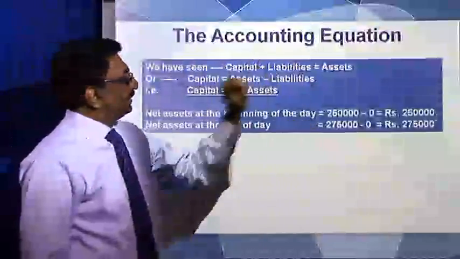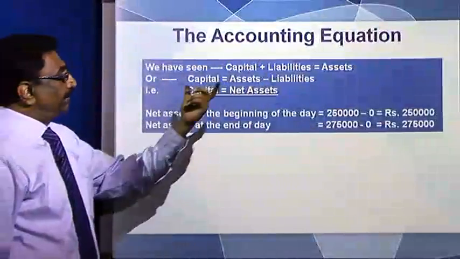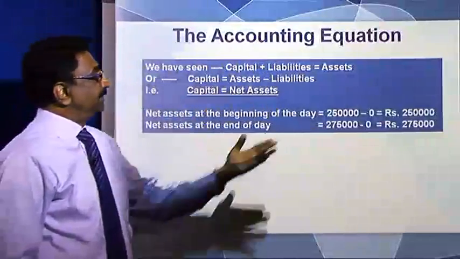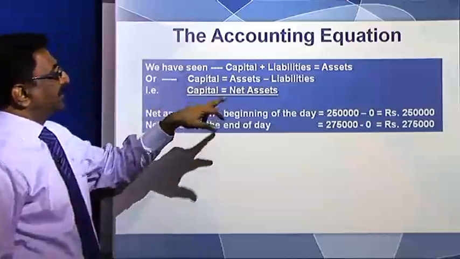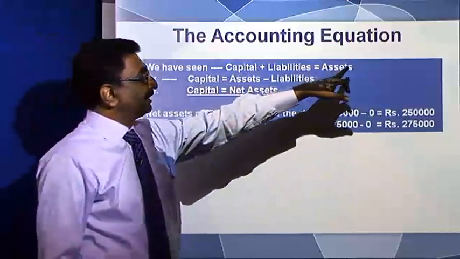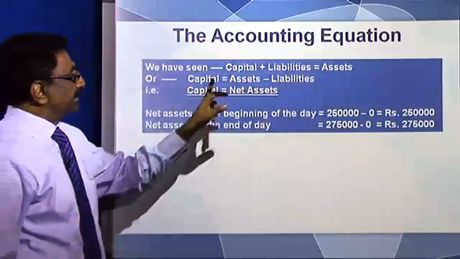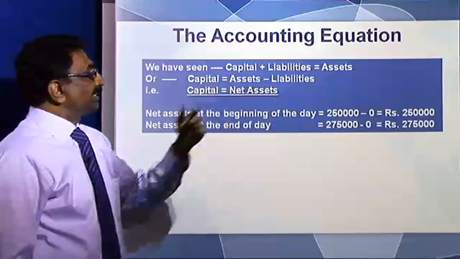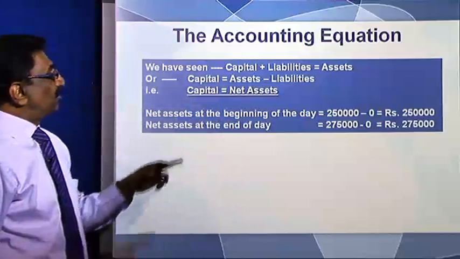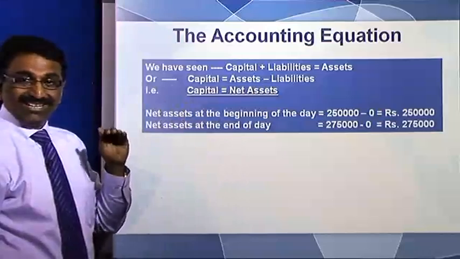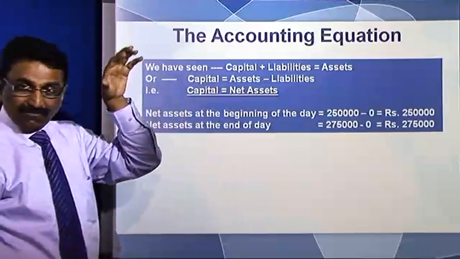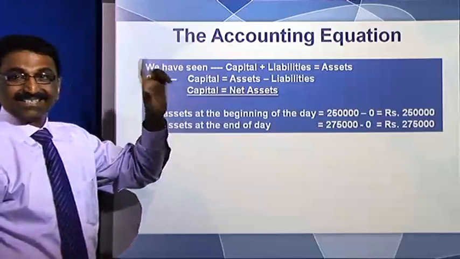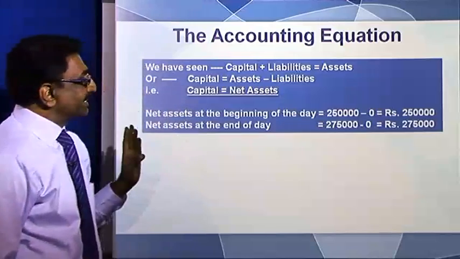We have seen that capital plus liabilities, capital meaning the owner's equity, liabilities here meaning outsider's liability, is equal to assets. So, another way of writing this is that capital is nothing but assets less liabilities. This is what is called net assets. So, capital is always equal to net assets. When you take the total of all assets and remove the outside liabilities from it, what remains is capital. So, net assets is capital.